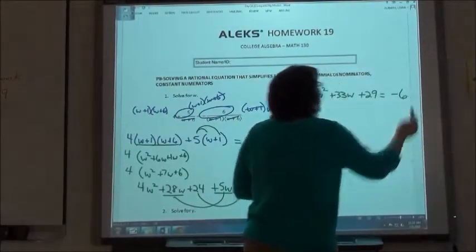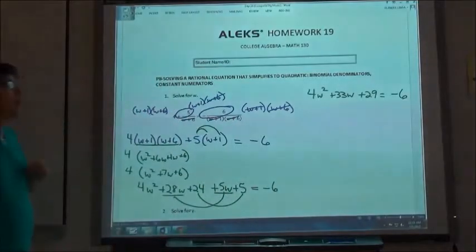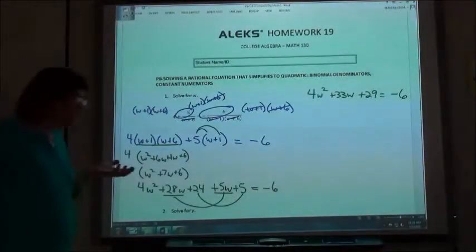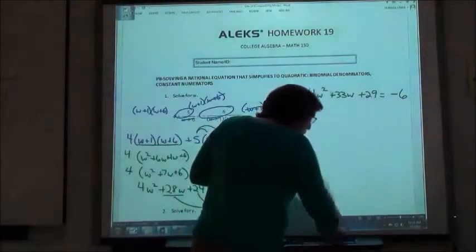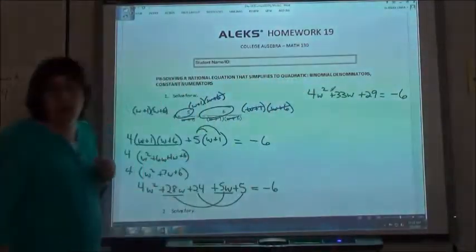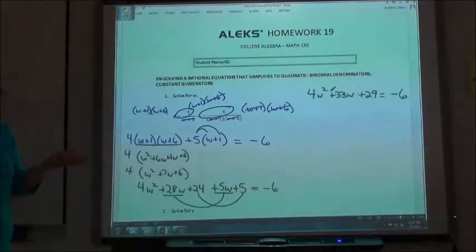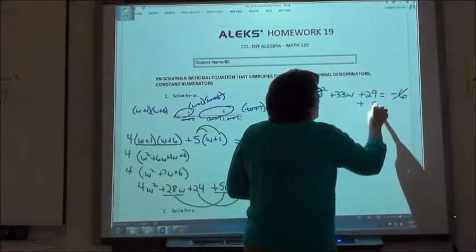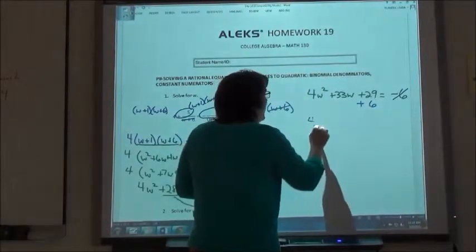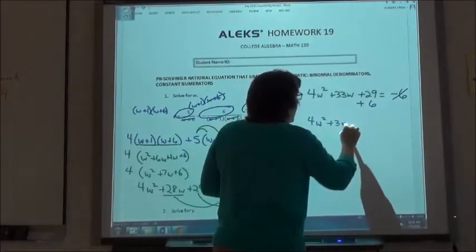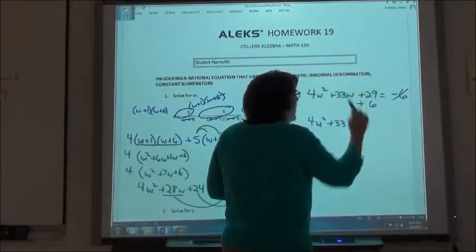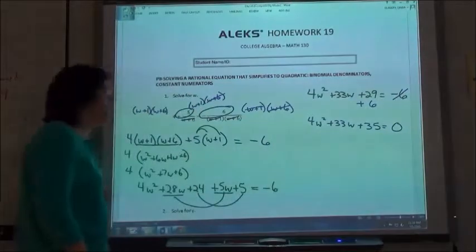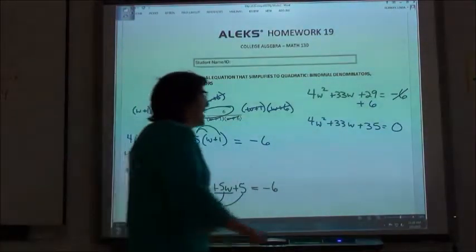equals my negative 6. Now I have a quadratic expression, so when I want to solve that, I have to set it equal to 0 and solve by factoring, or if you really wanted to, you could use the quadratic formula, but factoring is usually easier to do. So I'm going to go ahead and set it equal to 0. I have to add my 6. So 4w squared plus 33w plus 35 would equal 0. I now need to factor that.